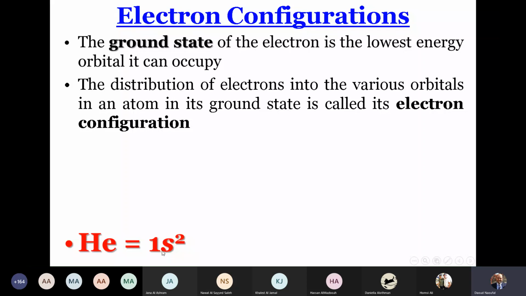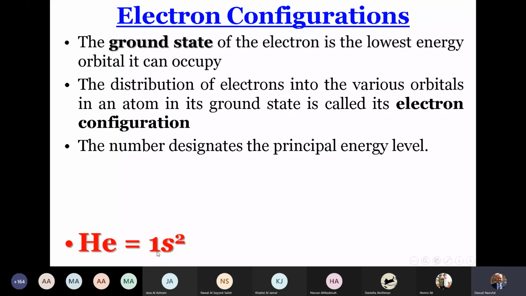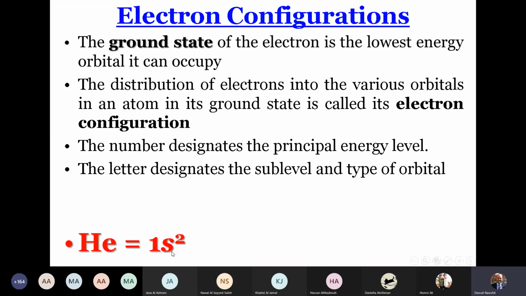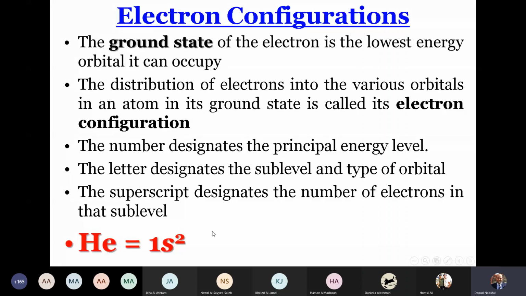So this is a notation. 1 is the principal quantum number n, and the sublevel s, so L equals 0, and we have 2 electrons in motion.